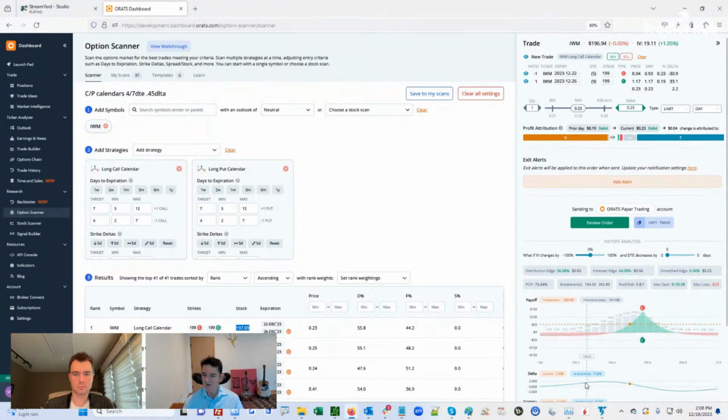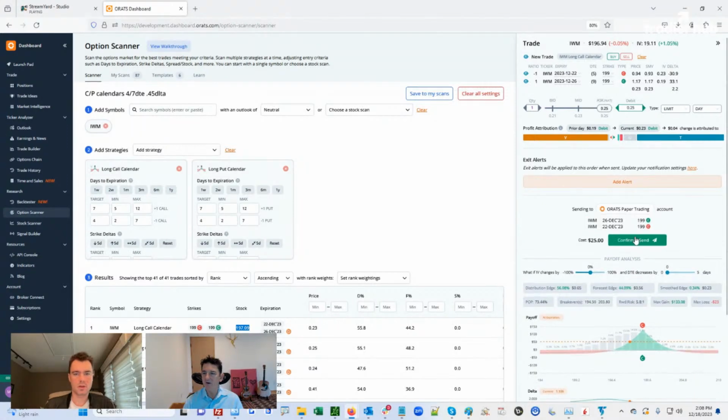You can see it's slightly, we want it to go up to that call. So the delta is slightly positive at only 1. So it's not that big of a delta. So we like this trade. Let's move it on over. Since we're paper trading, let's just get this filled. Okay, we like that.